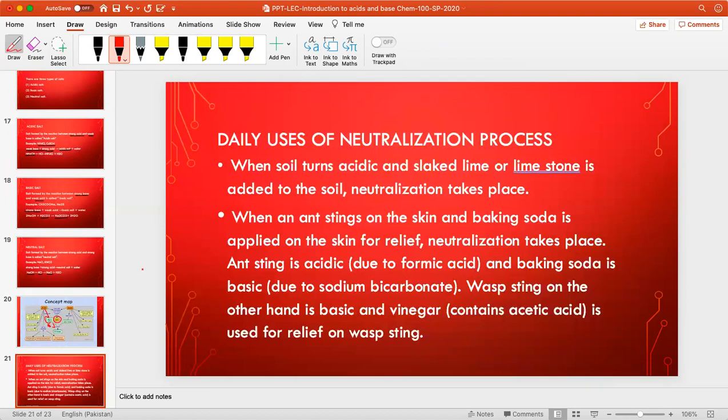Now we come to the daily uses of neutralization. So this process is very important. When soil turns acidic and slaked lime or limestone is added to the soil, neutralization takes place. So to restore the neutrality of the soil, we treat the acidic soil with limestone. When an ant stings on the skin and baking soda is applied on the skin for relief, a neutralization reaction takes place. This is another remedy at home.